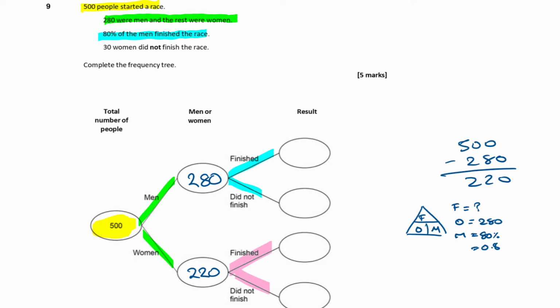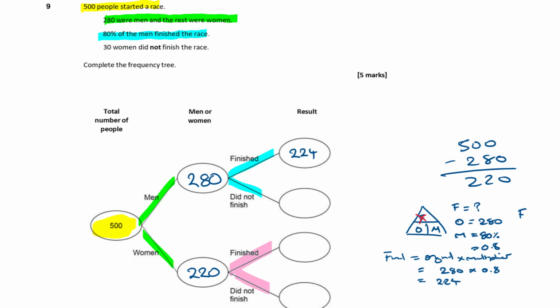Okay, so cover up the thing you want, final. So it tells me that final equals original times multiplier. So that is original, 280, times a multiplier of 0.8. What does that come to then? 280 times 0.8, that is 224. So we were told that 80% of the men finished the race, so 224 go in here.